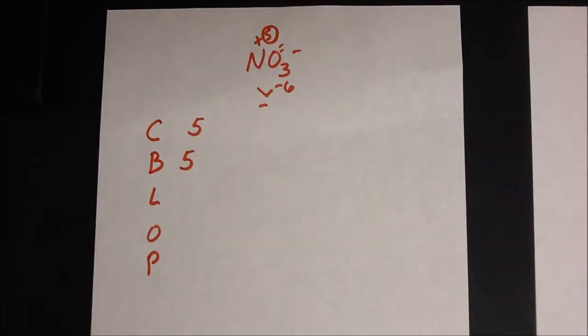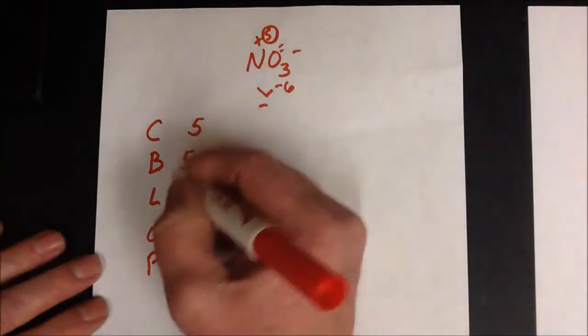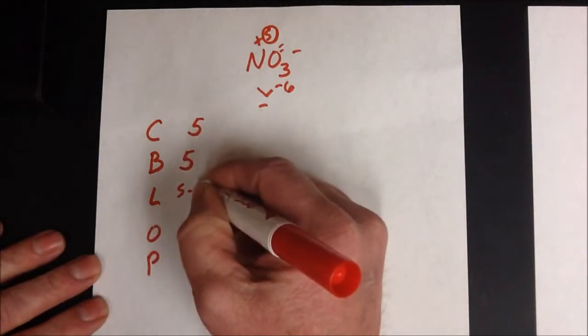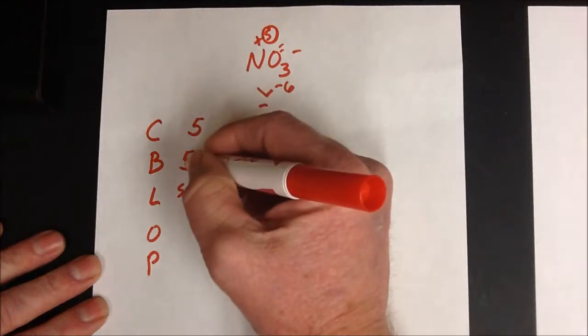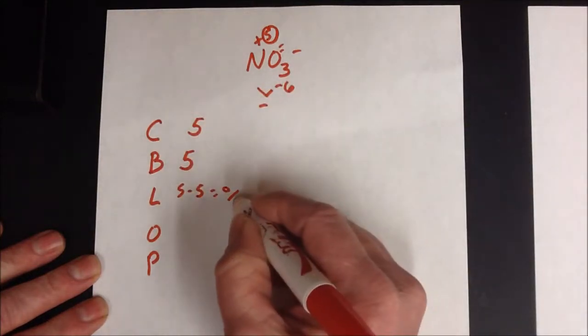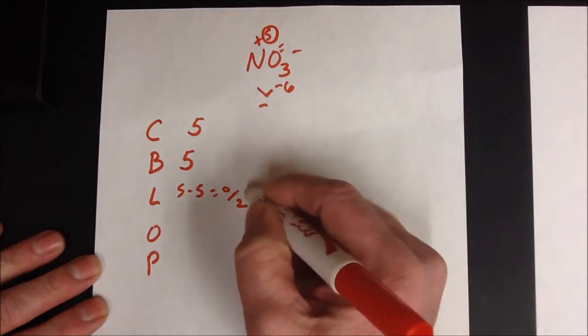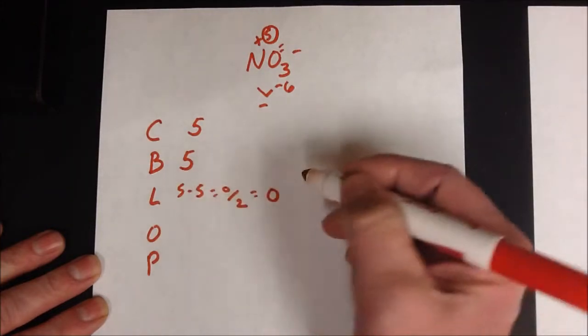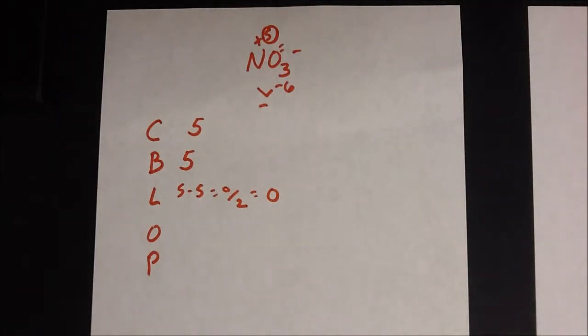The L stands for lone pairs on the central atom, which we take the first 5 minus the second. We've got 5 around the center, and 5 of them are going to be in bonds. That's 0, but we would divide that by 2 if we had a number there to give us the lone pairs. Here, there are no lone pairs on that central nitrogen.